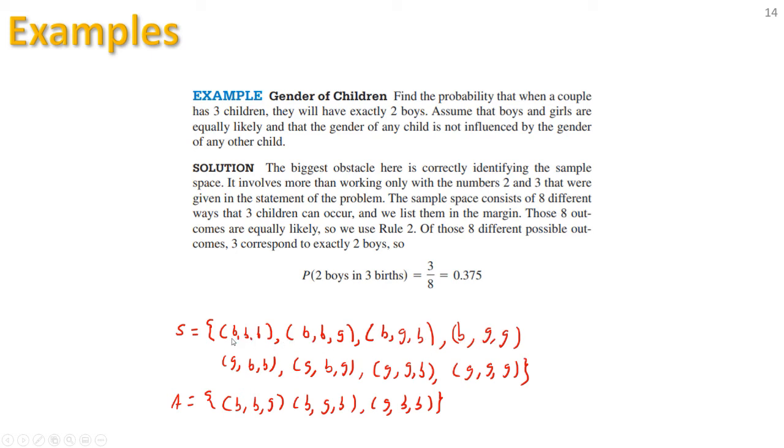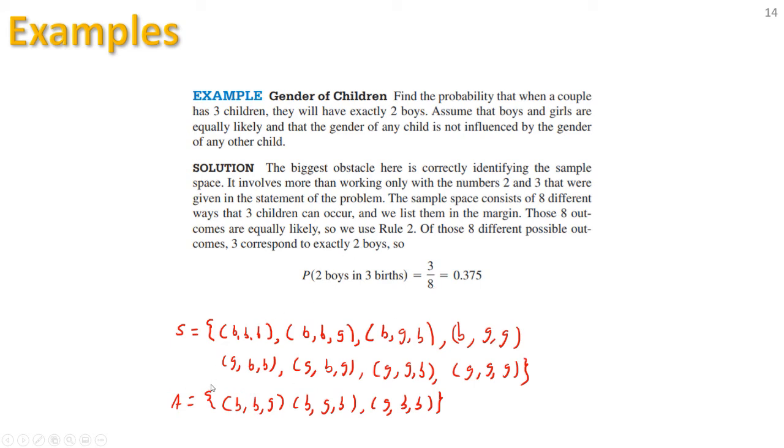Boy, boy, boy. In other words, the first child is a boy, the second child is a boy, the third child is a boy. And we can go on like this. We can have the first child is a girl, the second child is a boy, the third child is a girl. So these are all the possible outcomes. And how many elements do we have here? We have 8.